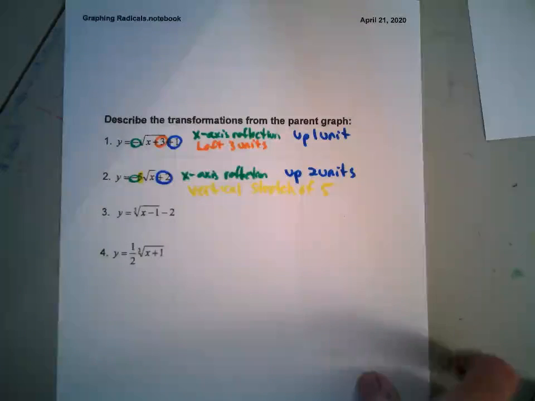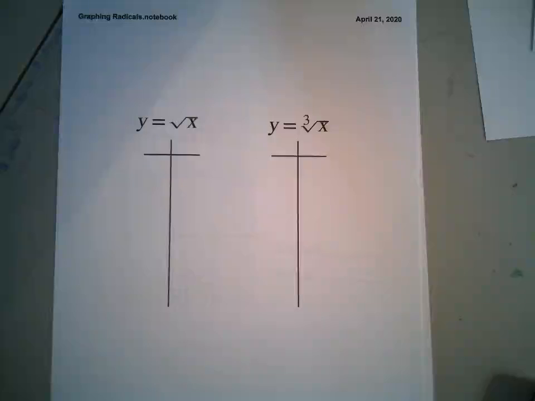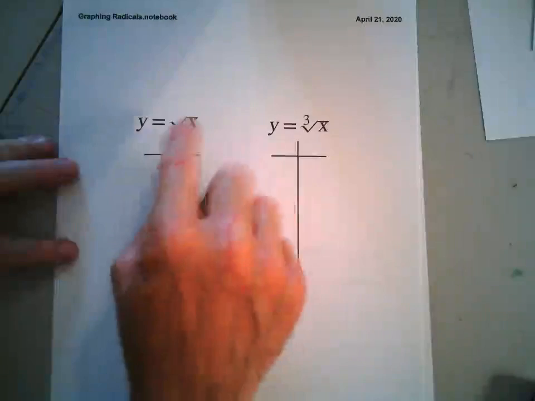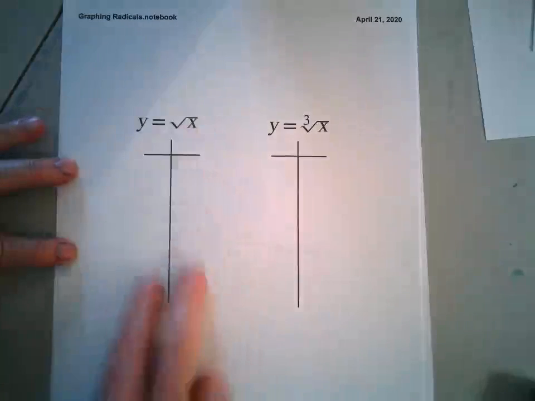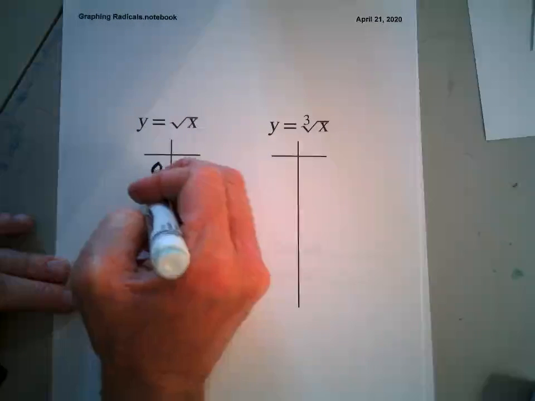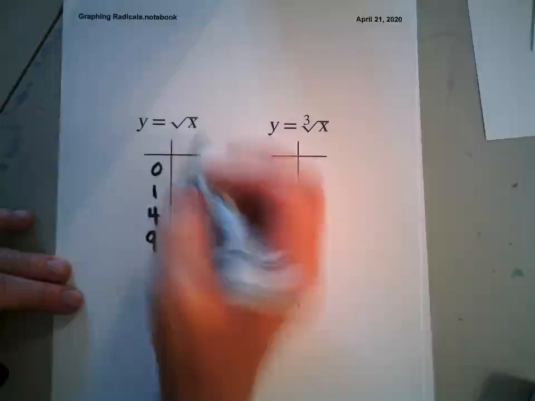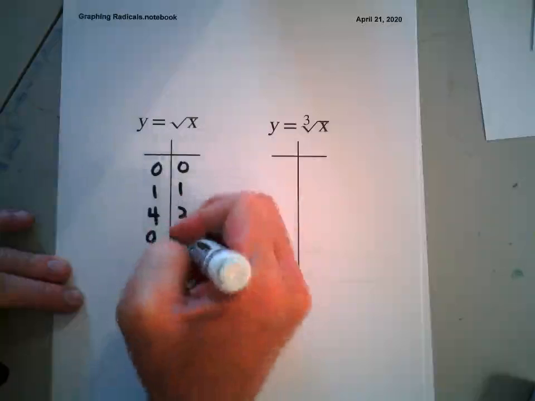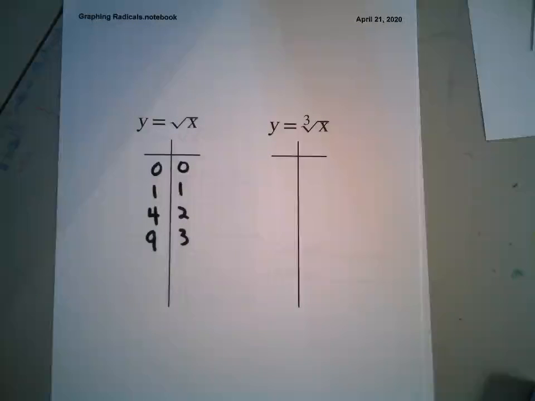Okay, so what we're going to do now is transition over to actually graphing. What you'll see me do is create this basic T-chart with these values 0, 1, 4, 9, and 0, 1, 2, 3, because that's how you graph a square root. Then based on the graph, we will shift it based on the horizontal shift and the vertical shift, and then we'll graph these values from that point.